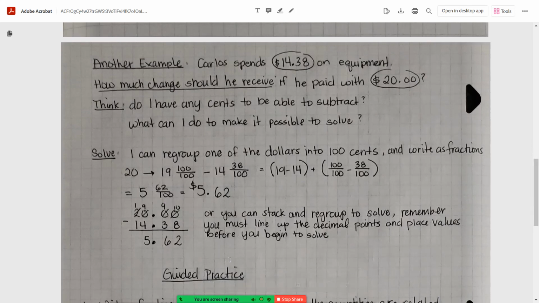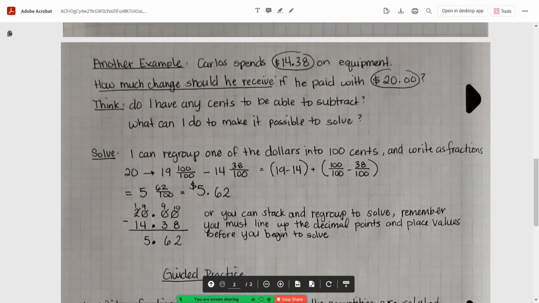Now, what I could also do is I could stack and subtract and regroup the way I normally do with a subtraction question. The only thing you really need to pay attention to, which is the same thing we paid attention to before, is stacking by place value. And one of the easiest ways to make sure you do that is lining up your decimal points. So my $20 I put on top, my $14.38 I put underneath it.